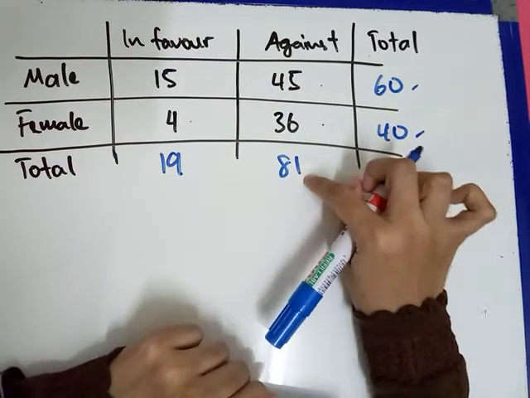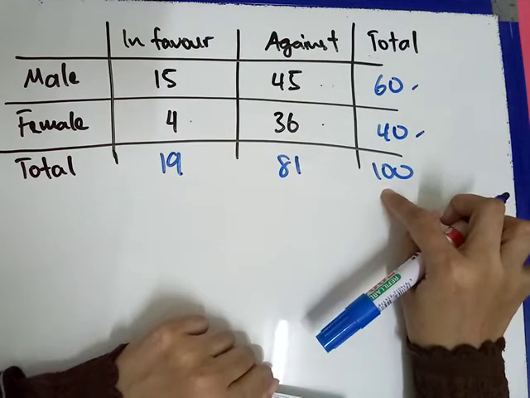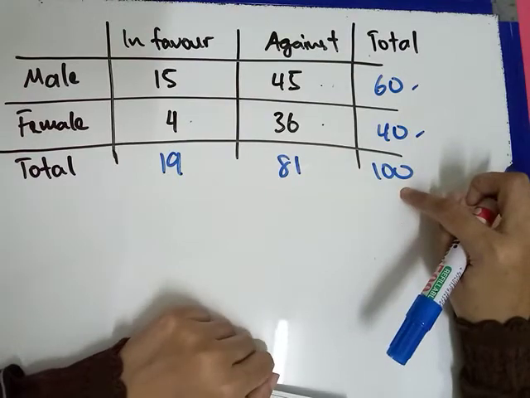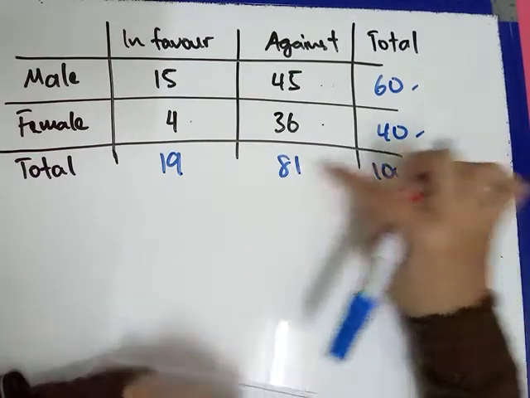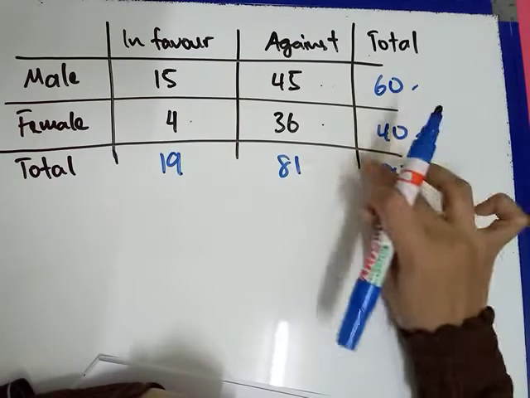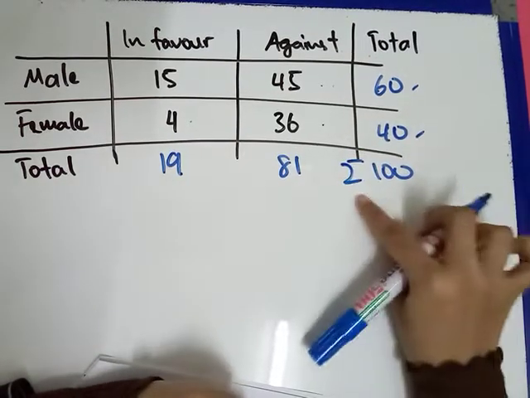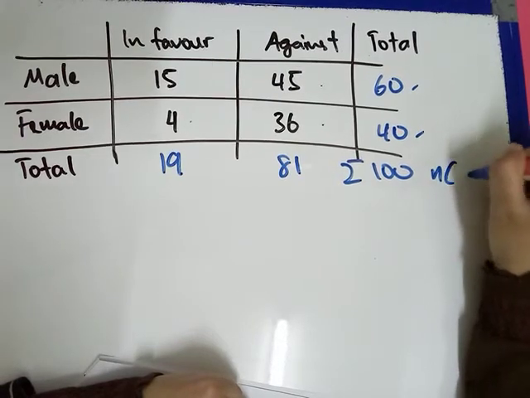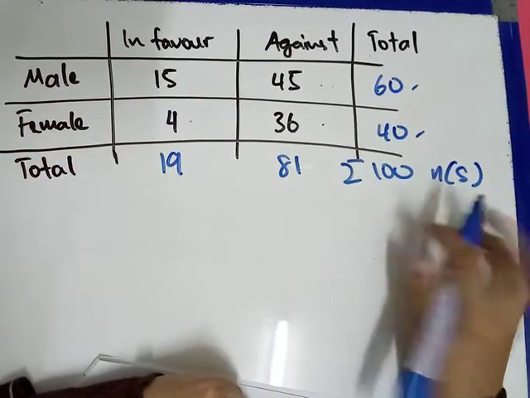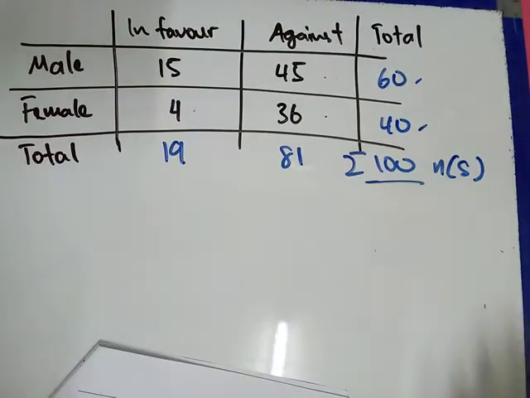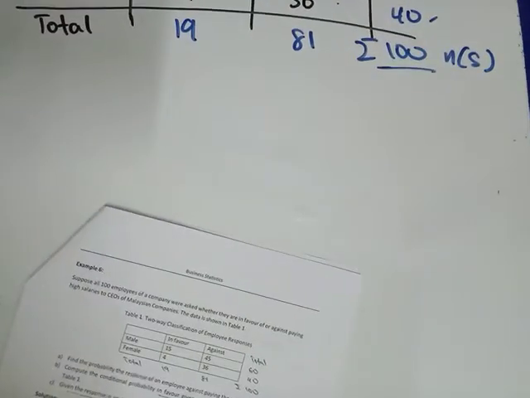19 plus 81, dapat tak 100? Kalau tak dapat, tak sama, dua-dua ni tak sama 100, that means you have wrong calculation. Pastikan sama. 19 plus 81, you get 100. 60 plus 40, you get 100. So this total 100 ni is the number of element in sample space, NS dia 100. So this is the first step, awak kena cari the number of element in sample space.